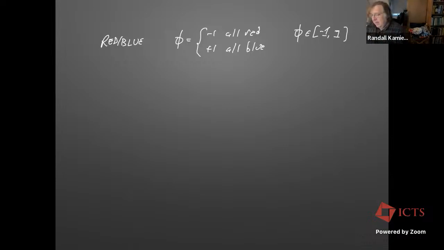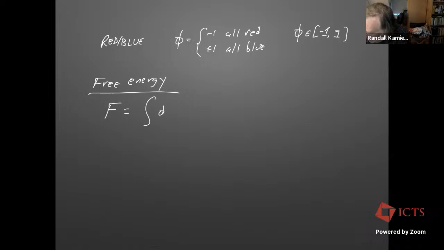Like so. And then you write down some sort of energy, some sort of free energy functional that describes this material. You write down some energy, some objective function that you want to minimize. And you say, well, there's a bunch of terms. So I integrate over space, like so.